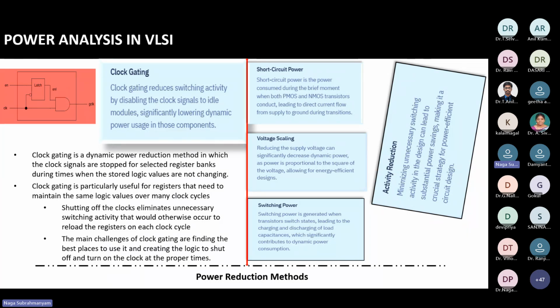Other than all these things, the main thing is activity reduction. Suppose I'm using my mobile only for making or receiving a phone call, there are so many other blocks which are continuously running. If we try to reduce those blocks' activity, then it will become a power efficient design.